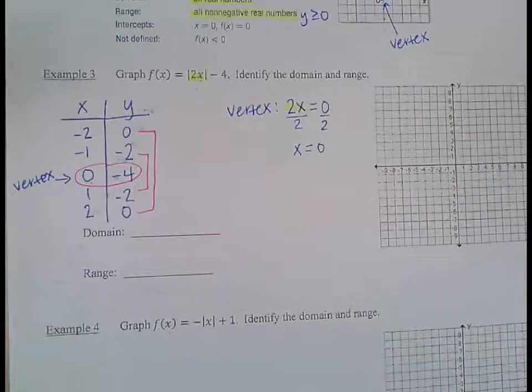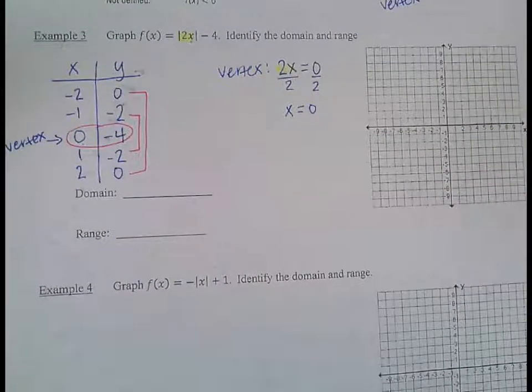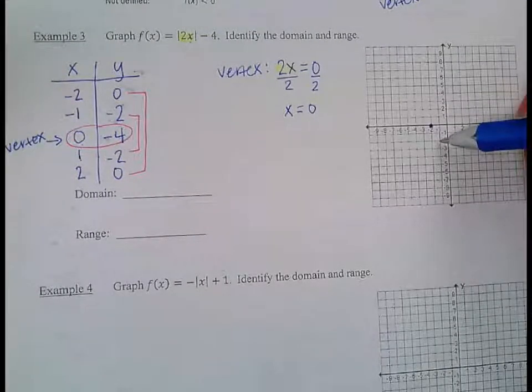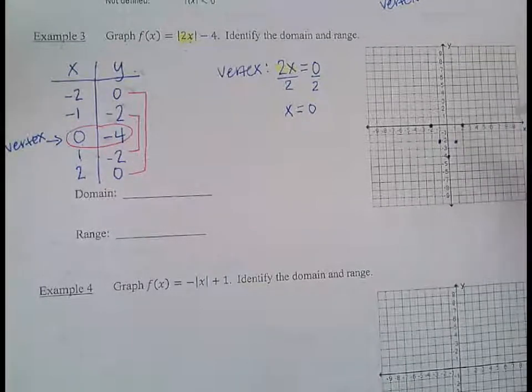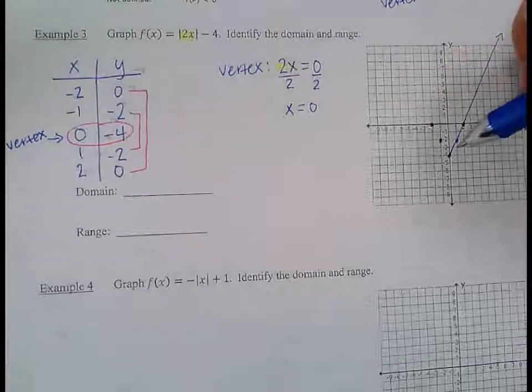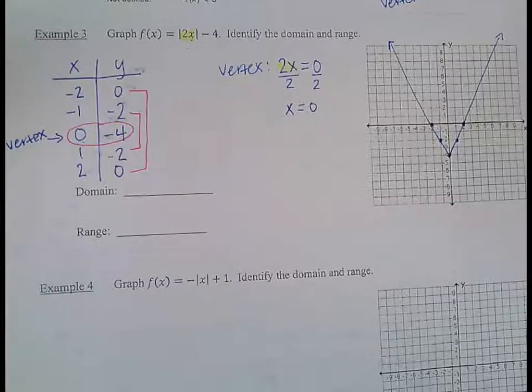So another thing you should see is on either side of your vertex, the y values are the same. And that's what makes the V. So if you don't see that, then perhaps you forgot to take the absolute value or you didn't find the vertex correctly. Just some things to check. So now if I graph these points, I should see they do make a V, and I can draw that in. Sometimes your V will open down.